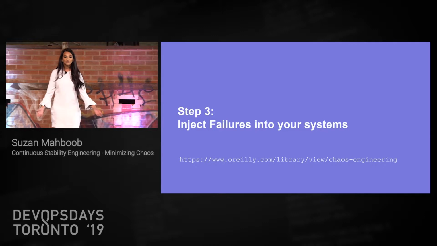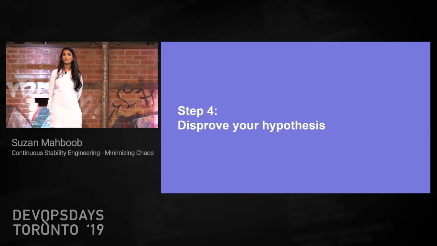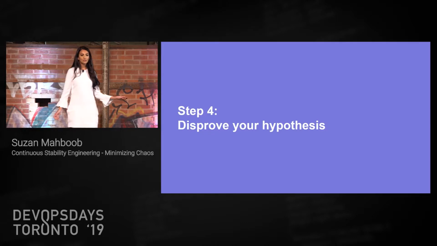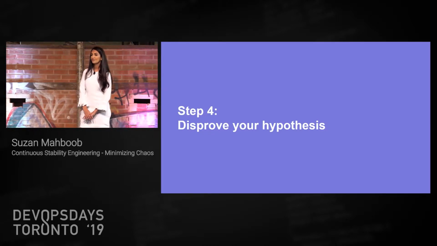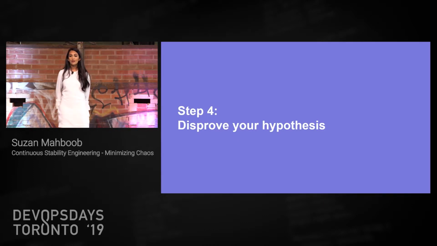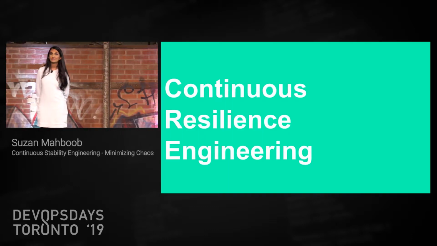Step three, inject those failures into your system. You want to start in lower environments and work your way up towards prod. There's an O'Reilly book online that can help you navigate these experiments. Step four, disprove your hypothesis. Go through your evidence and see if your steady state was impacted by the experiment. If you found something, this would be the time to go ahead and fix it.